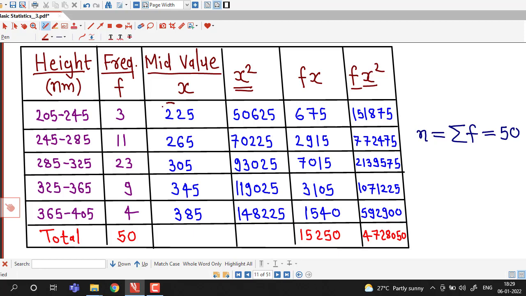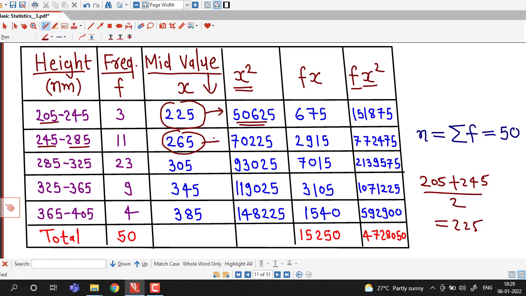Mid values are nothing but average of lower and upper limit of each class. If we take average of 205 and 245, we will obtain this number 225. Similarly, average of 245 and 285 is 265, and so on. We have obtained in this way mid value for each class. Then here I have written square of all these mid values.